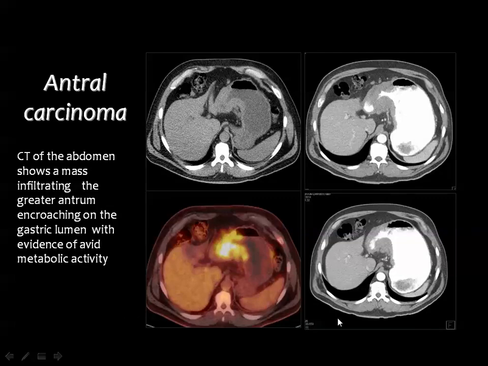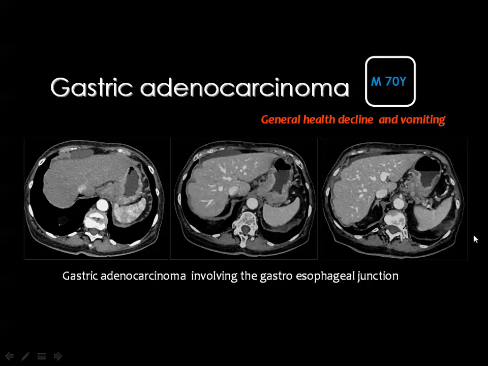And this is another appearance of gastric antral carcinoma on CT before contrast, and this is after oral and intravenous contrast administration. You see a mass circumferentially surrounding the gastric antrum, and you can appreciate the marked uptake in the PET scan. Also here, you see a diffusely infiltrating tumor in the region of the gastroesophageal junction extending into the gastric fundus, encroaching on the gastric lumen.